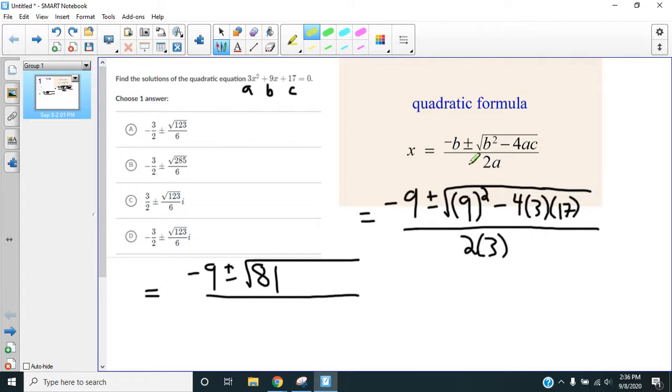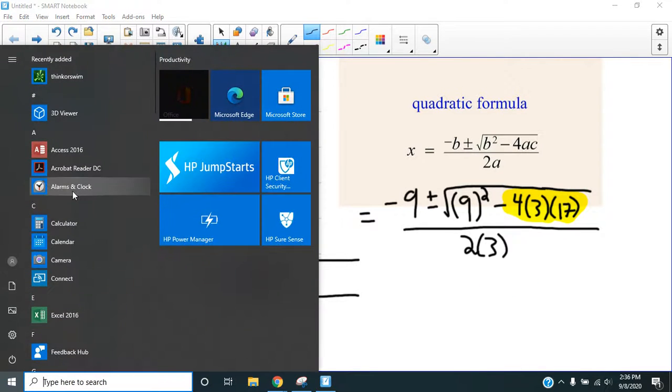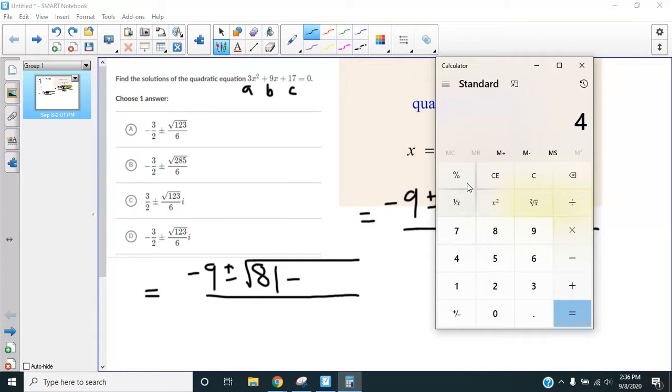The next thing we want to do is this whole group together. We don't want to subtract 4 first. Order of operations: parentheses, then exponents, then multiply. So here we go. 4 times 3 times 17. Let's pull up our calculator. 4 times 3 times 17 is 204.